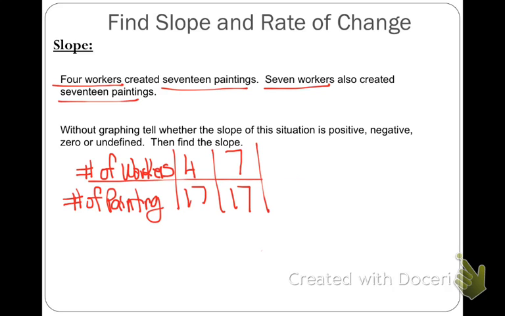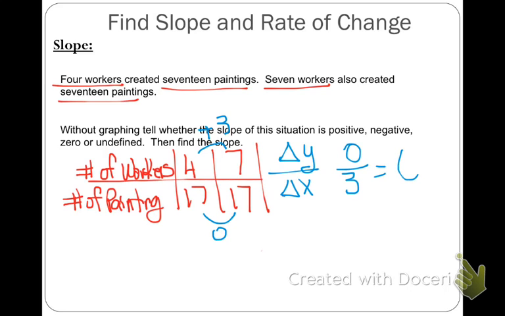All right, now let's look at our rate of change or our slope. Well, x is going up by 3, but y is going up by 0. So remember, our rate of change is change in y over change in x. My change in y, or my outputs, is 0. My change in x is 3. And if I put that in my calculator, I would get 0. So I have a slope of 0. So basically what that means is it doesn't matter how many workers I have, I get a constant number of paintings.